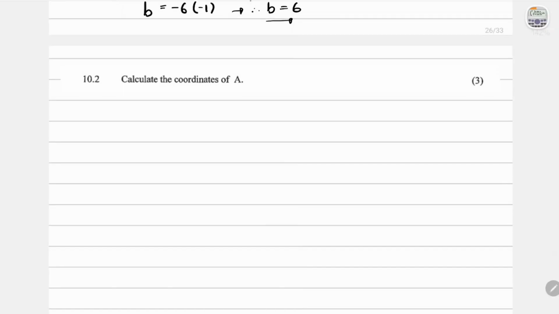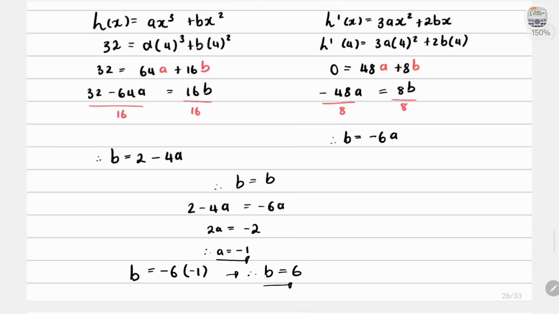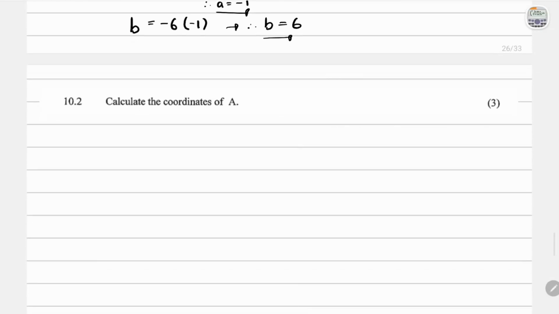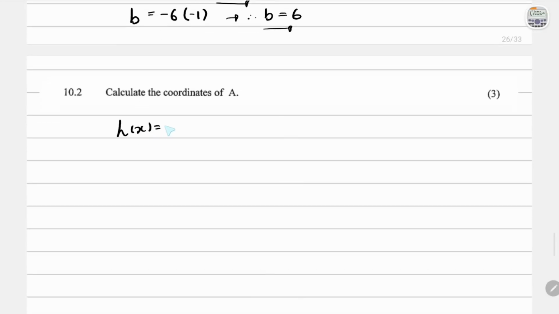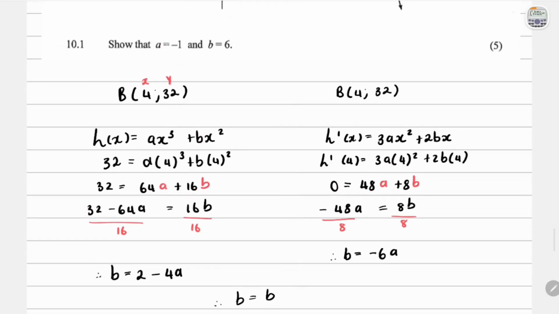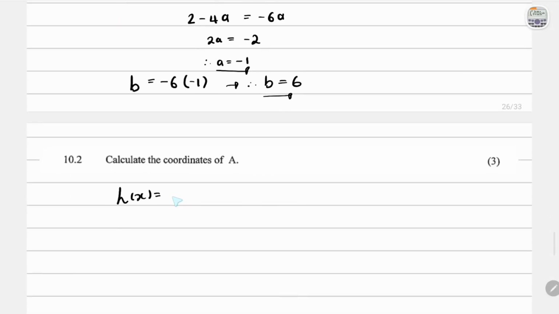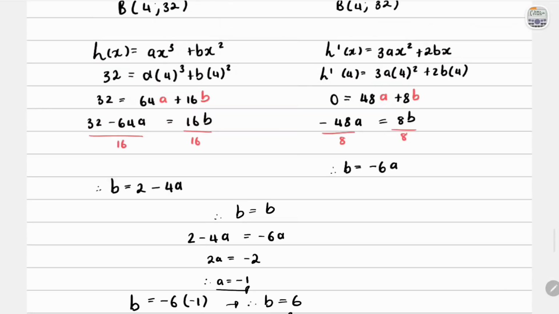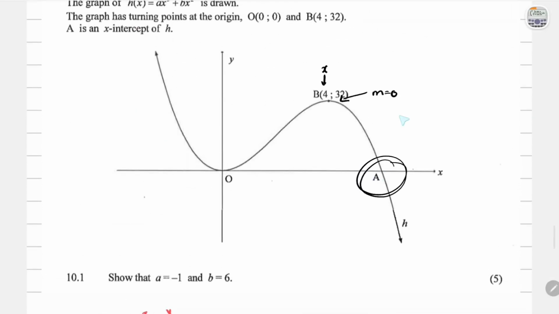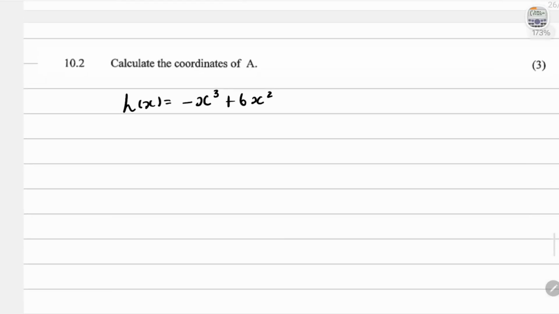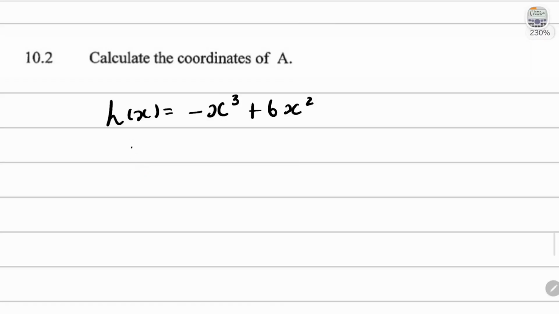Question 10.2 says, calculate the coordinates of a. Okay, so let's fill in our equation. We now know that h of x is equal to, and the a value is -1, so that's -x cubed, and then plus 6x squared. And a, looking at our graph, a is the x-intercept. Okay, so because it's the x-intercept, at that point, we know that y is equal to 0. So we'll say 0 equals -x cubed plus 6x squared.